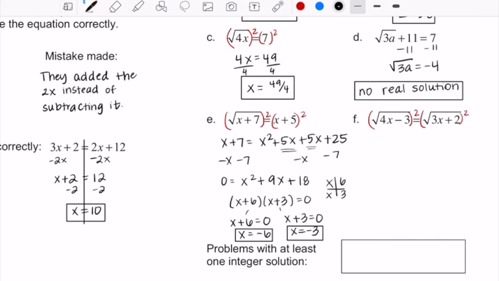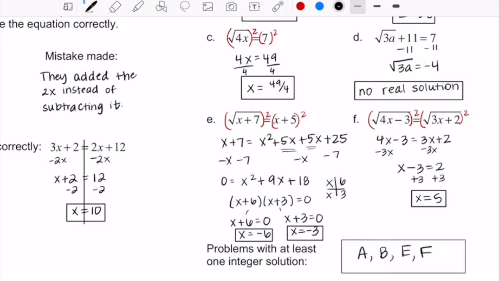And then on F, I'll start by squaring both sides. And then I've got variables on both sides of this equation. I'll subtract the 3x from both sides, and I'll finish by adding 3 to both sides of the equation. And so for this one, I'll get x equals 5. So out of the 6 problems, the problems that had at least one integer solution were A, B, E, and F. C was a fraction, and D had no solution.